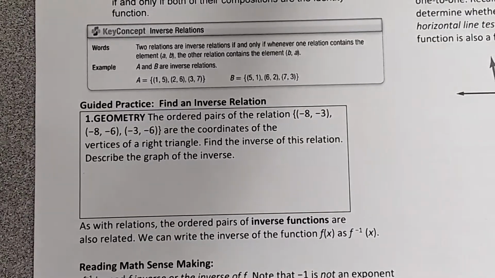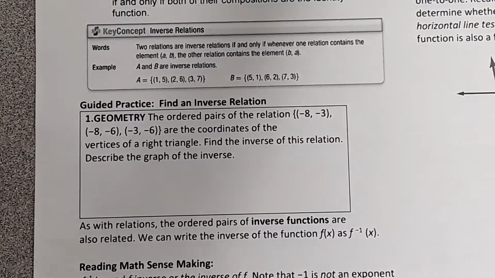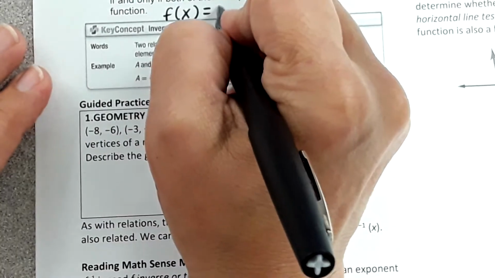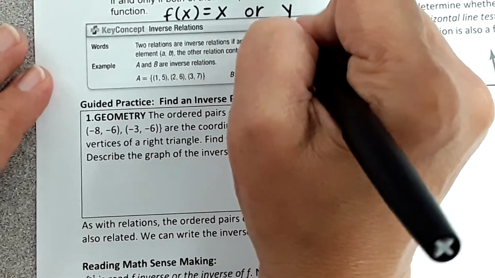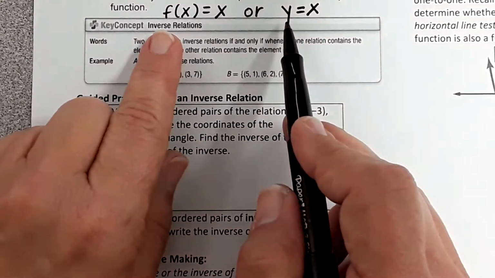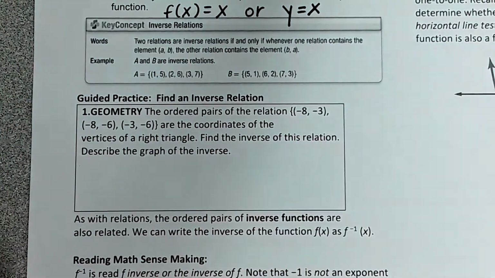Here we go. What we're going to talk about today is inverses, okay? We're going to look at one function, just one function, and we're going to find the inverse of that function, okay? The first thing you need to know is that f of x equals x, or y equals x. That's a line, and either one is going to work for you. You just have to remember that f of x and y kind of mean the same thing. X is your domain, f of x or y is your range.